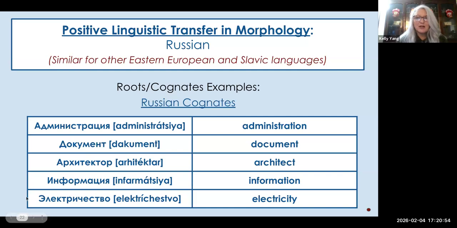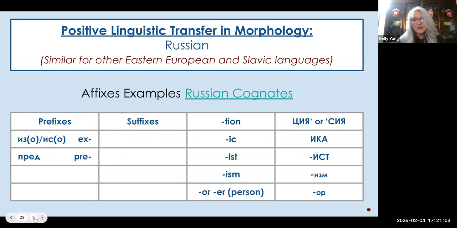I think it's just really interesting what you can do with morphology, because it really can build on a student's first language. And you can also see in Russian, same thing. There are some prefixes and suffixes that are exactly or very close to being the same. Super cool.